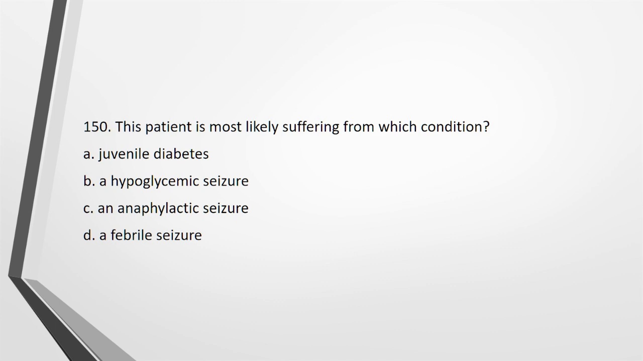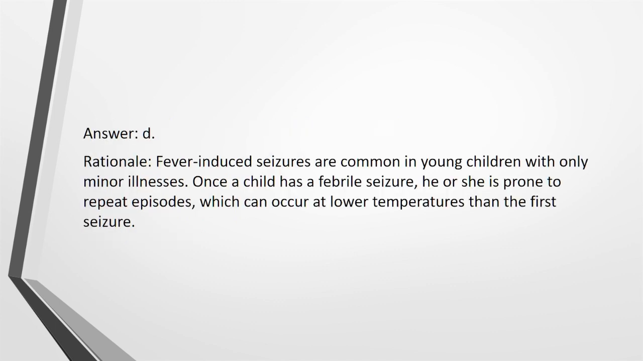150. This patient is most likely suffering from which condition? A. Juvenile diabetes. B. A hypoglycemic seizure. C. An anaphylactic seizure. D. A febrile seizure. Answer D.